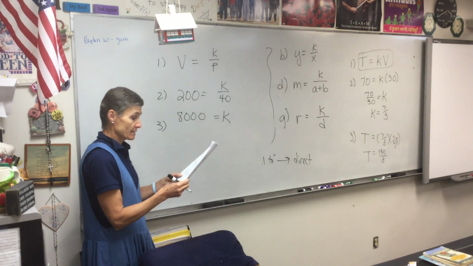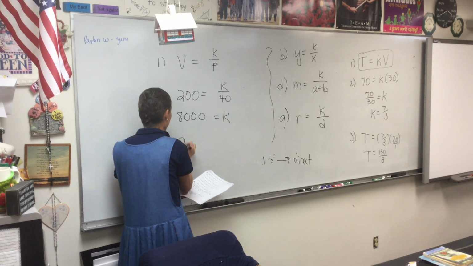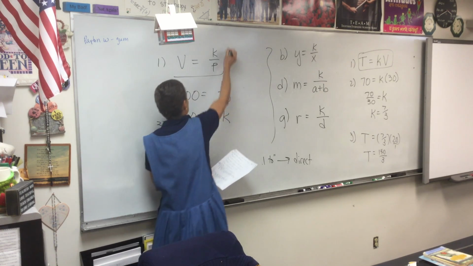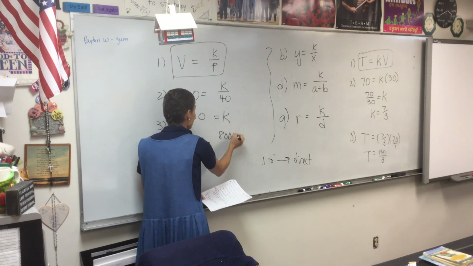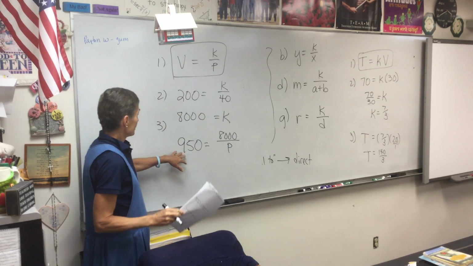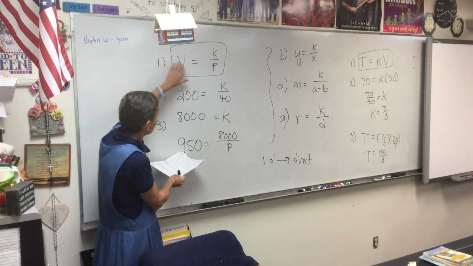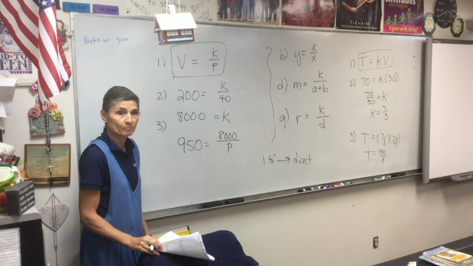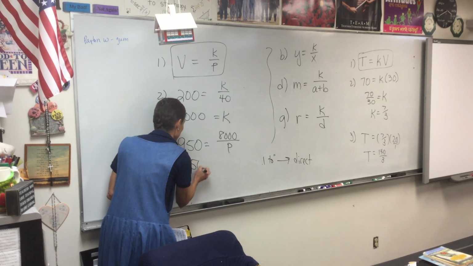And then the third sentence, find the pressure if the volume is 950. So remember this is your equation, so the volume goes in here, 950, K is 8,000, and I want to find the pressure. So I'm using this same equation. I put in 950 for the volume, put in 8,000 for K, and now I have to find P. How do I do that? Multiply by P. Very good. Thank you, Mason.